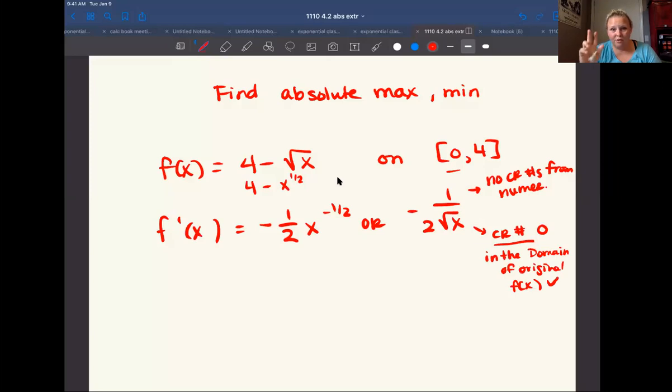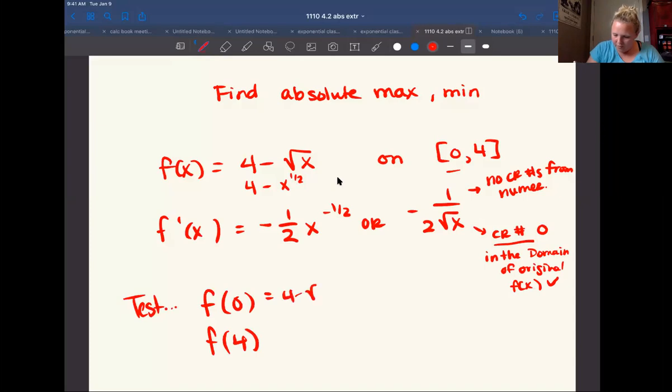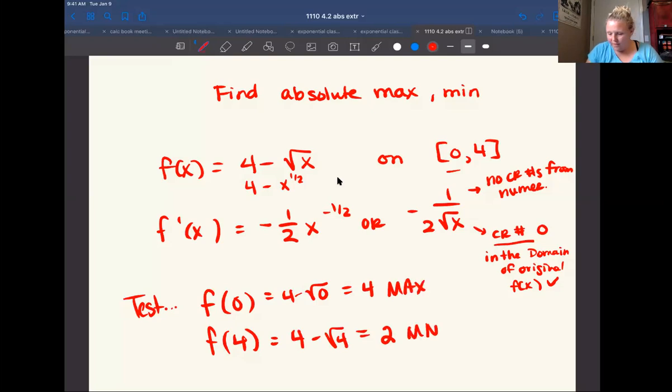So we only have 2 numbers that we're looking at doing the high or low. One's going to be high, one's going to be low. So when we test these and we do f of 0 and f of 4, if you plug in 0, 4 minus the square root of 0, you get 4. And if you plug in 4, 4 minus the square root of 4, was that 2? Yeah. So 4 is your absolute max, 2 is your absolute min. That's all you have to do for those. And it's the y value that you answer for what's the min and what's the max.